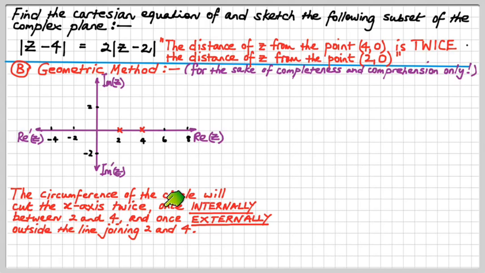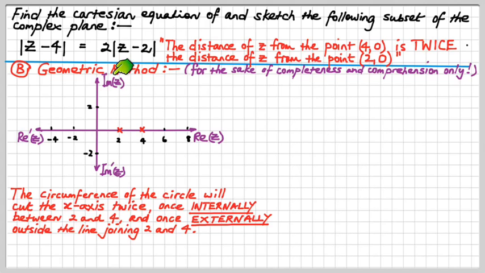Once internally between 2 and 4. So once in here, and it'll be closer to 2 than it is to 4 because of this constraint up here. It's going to be twice as far from 4 as it is from 2, okay? And it's also going to cut it once externally, outside the line joining 4 and 2. And the external one will have to be, in this case, over this side, where it's closer to 2 than it is to 4, because it's twice as far from 4 as it is to 2, okay?